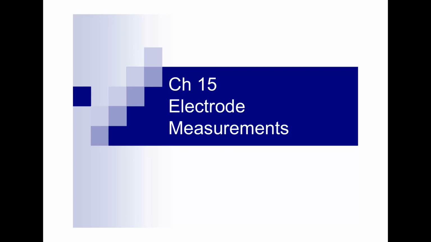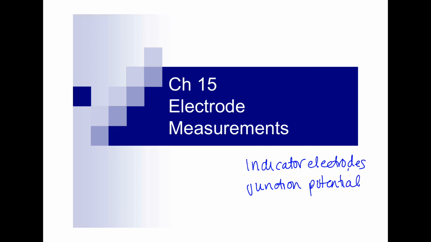Hi class, this is our chapter 15 lecture about electrodes. It's going to cover indicator electrodes, it's going to cover junction potential, it's going to cover metal electrodes and ion specific electrodes. And it's also going to cover pH, so pH electrodes.